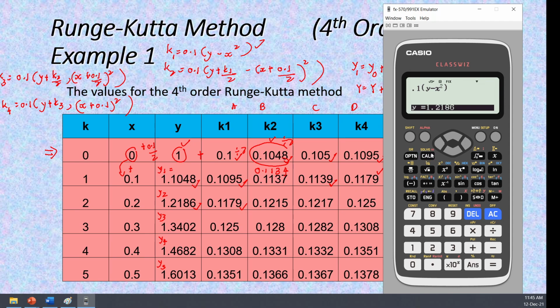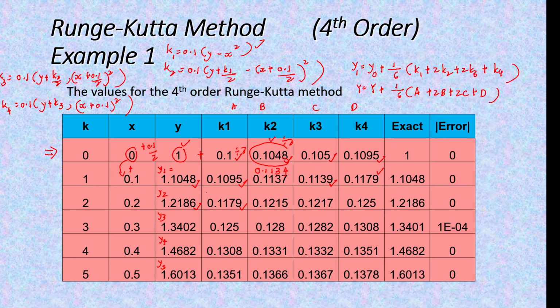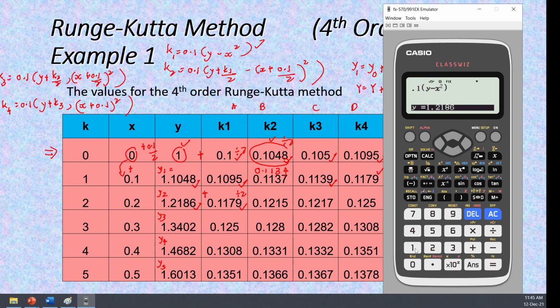And then calculate again for K2. Y is 1.2186 plus K1, 0.1179 divided by 2. X is 0.2 plus H over 2, 0.2 plus 0.1 divided by 2, so it's 0.25. So you get 0.1215.